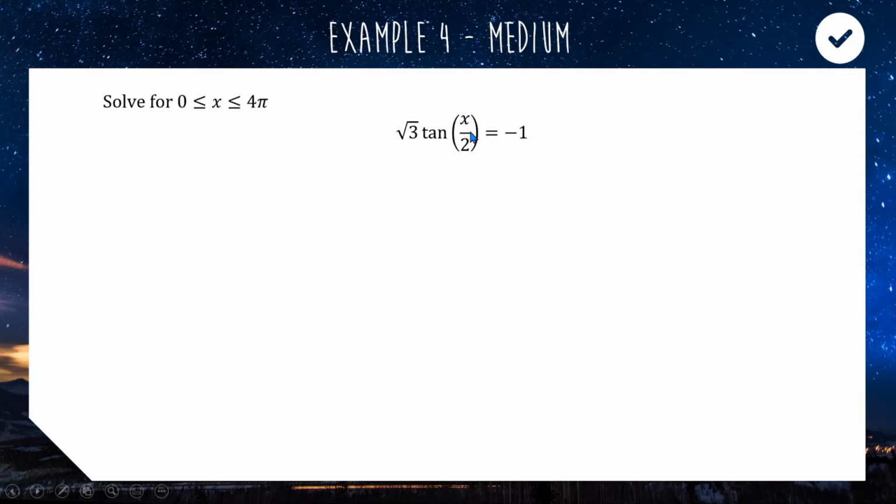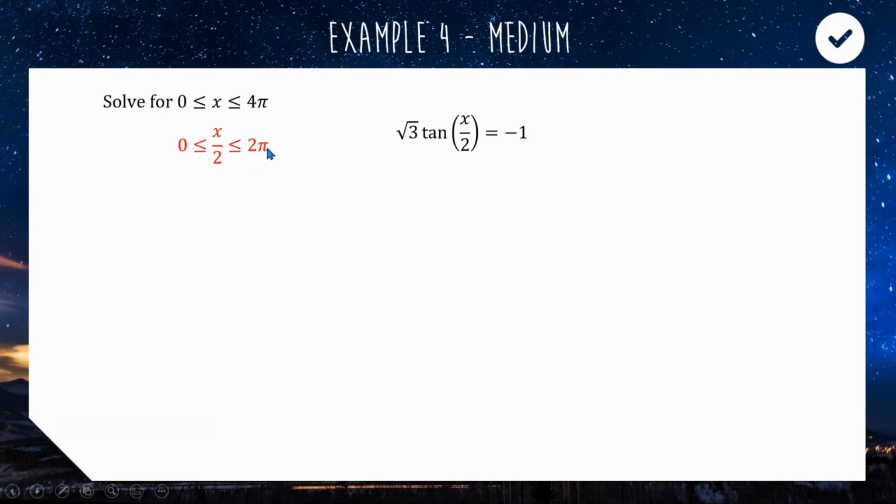Now our angle is being divided by 2, which means we need to take our domain and we need to cut it in half. All right, so if x is between 0 and 4 pi, it means that x divided by 2 is going to be between 0 divided by 2 and 4 pi divided by 2, which is 2 pi.